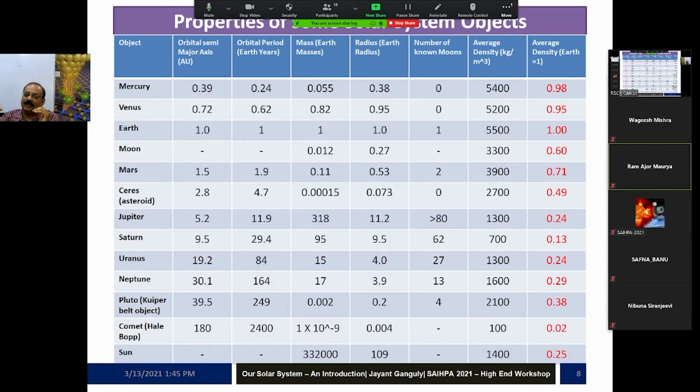For example, 2700 to 5400. In fact, if you leave out Ceres and the Moon also, it is around 3900 to 5400 kilograms per meter cube. But if you go through the others, Jupiter, Saturn, Uranus, Neptune, and Pluto, you see that the density goes down. So all these are planets, but we are seeing that there are two classes of objects present.